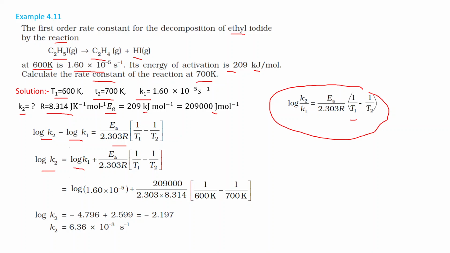We rearrange this and put the value. K1 is 1.60 into 10 to the power minus 5 and everything is given. EA is given, put the value, and if we solve it, this will come minus 2.196. This is log K2. We have to find out K2. If we take the anti-log of this, I think you are comfortable with log and anti-log and you can solve it.